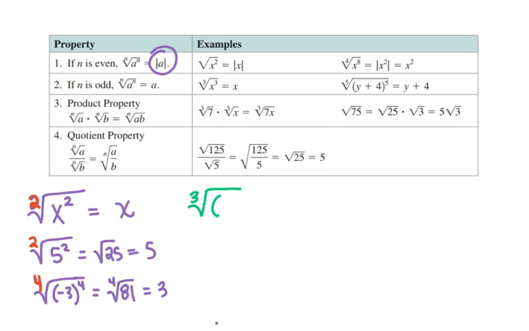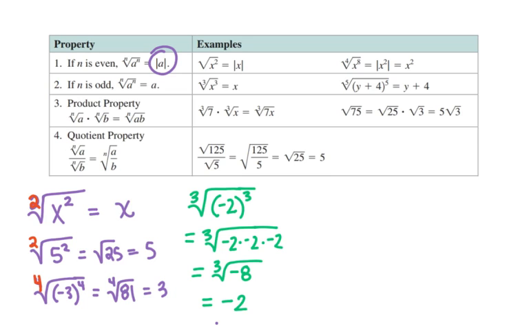But let's look at the second property. Interestingly enough, if you have a negative number and then an odd power, like the cube root of negative 2 to the power 3. Negative 2 to the power 3 is negative 2 times negative 2 times negative 2, which is negative 8. The cube root of negative 8 is negative 2. So in that case, the cube root of something to the power 3, you can take this inside term totally, including that negative number.